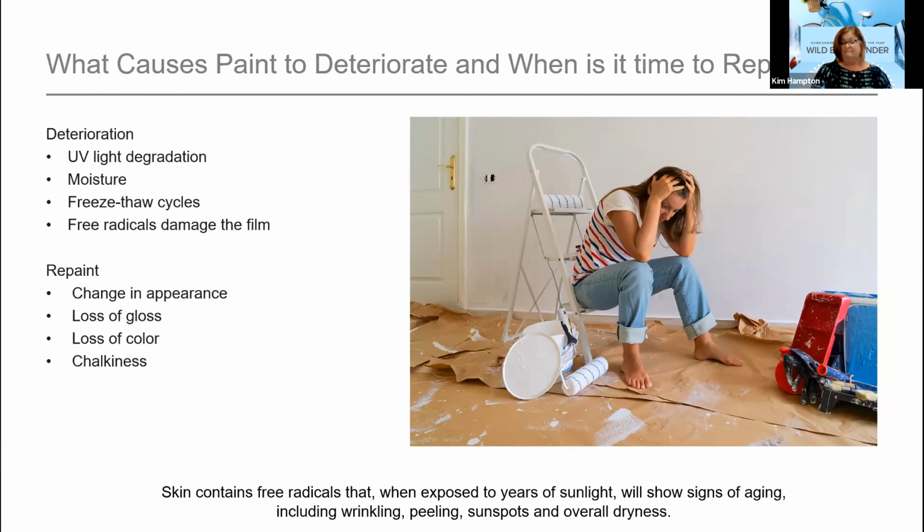Another example of this is skin. Exposed to sunlight for many years, it will begin to age, showing signs of wrinkling, sunspots, peeling, or drying. It's time to repaint when you notice a change in appearance, a loss of gloss or color, or the paint begins to chalk.